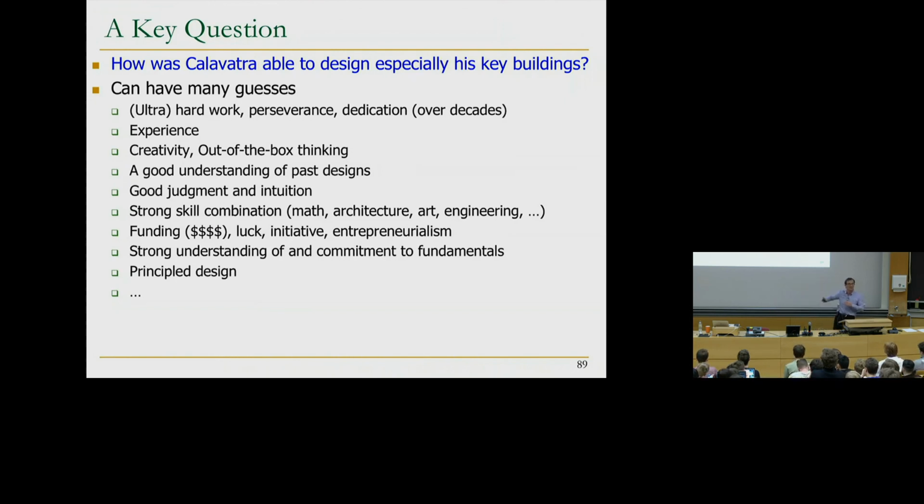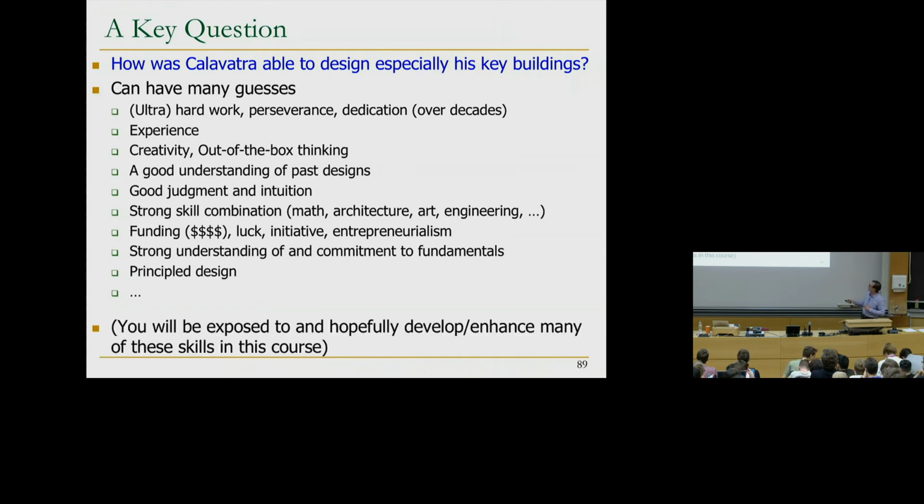This also shows that it's partly art in the end. Okay, strong skill combination. He has actually studied math, architecture, art, and engineering. Combination of that. Funding, that's important. Luck, initiative, okay, and we basically can keep going and going over these. And I believe you will be exposed to and hopefully develop and enhance many of these skills in this course. I cannot guarantee all of them, but if you take this course with the right perspective, I believe you will be able to get a lot of these.